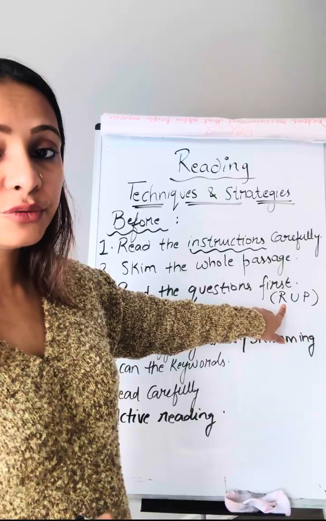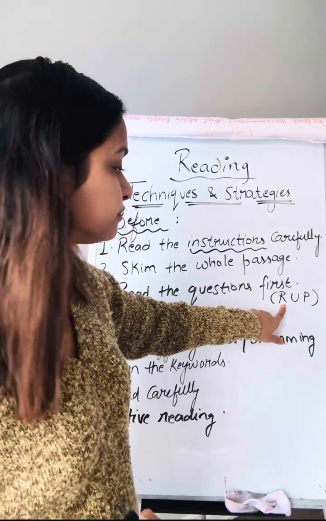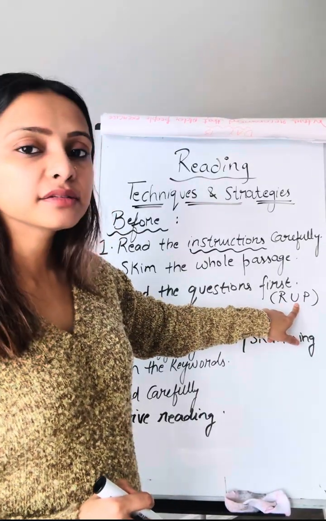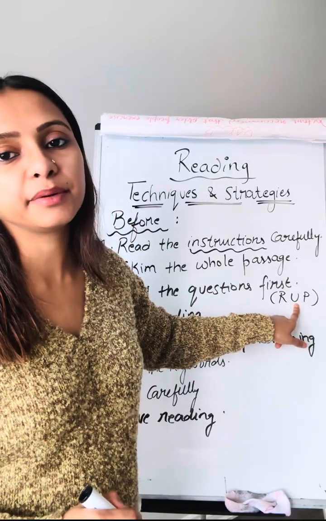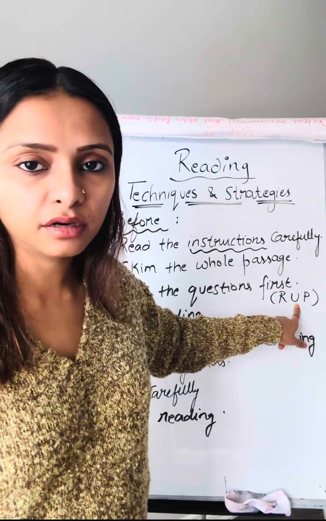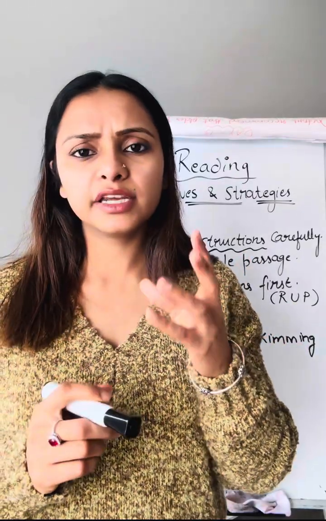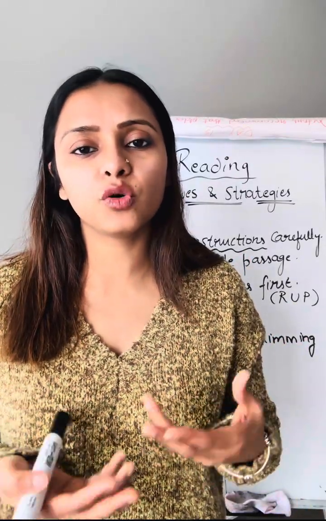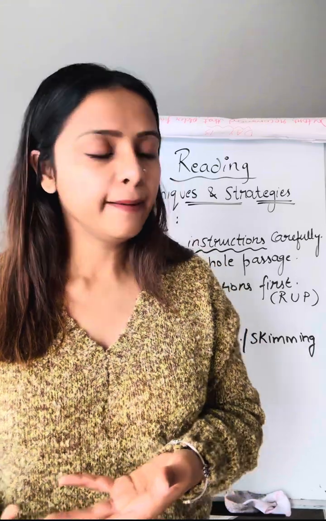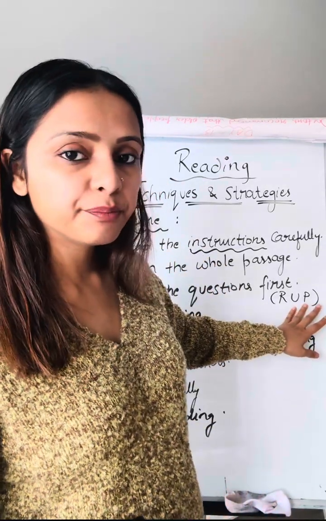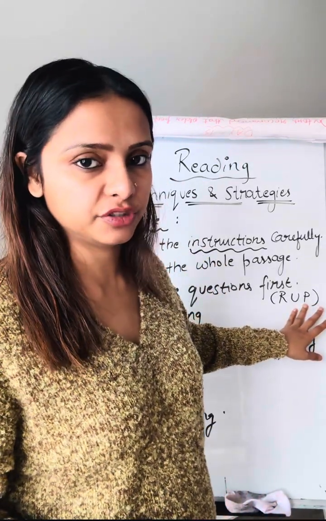So what does RUP stand for? R means you have to read the question very carefully. U means understand the statement. Understand the meaning of the question. Do not just look for the keywords. You have to understand what the examiner is asking you about. P means predict the demand of the question.